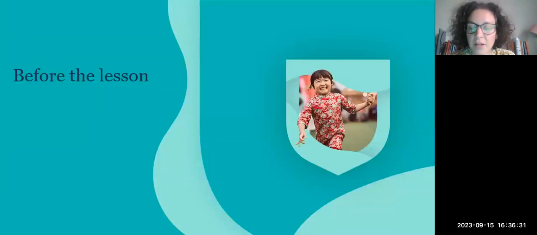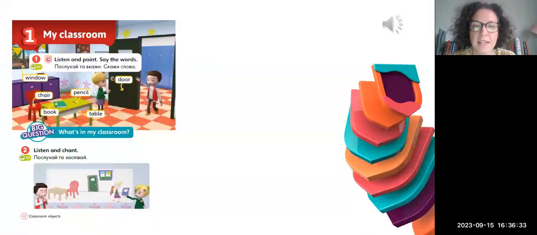And let's look at one of the lessons. This is from Super Minds Ukrainian edition, and this is my classroom lesson from Unit 1. The first lesson. You see the page. There are some new words, then a big question, and then a chant. Looks like there is nothing to do.